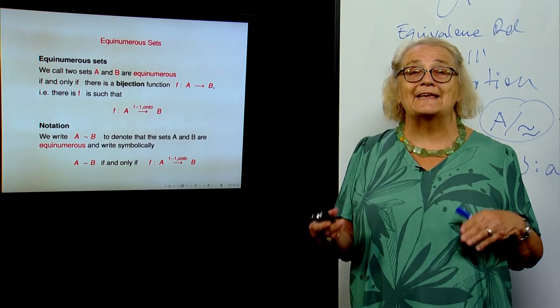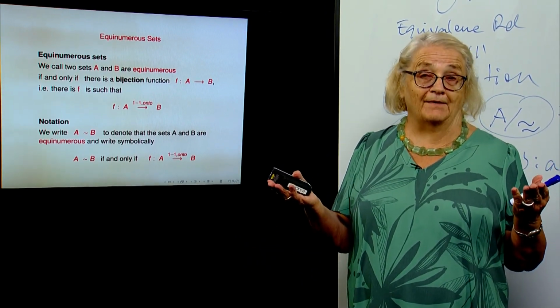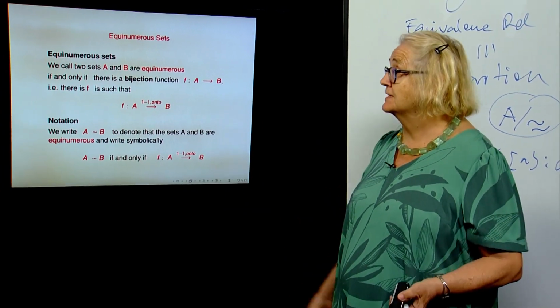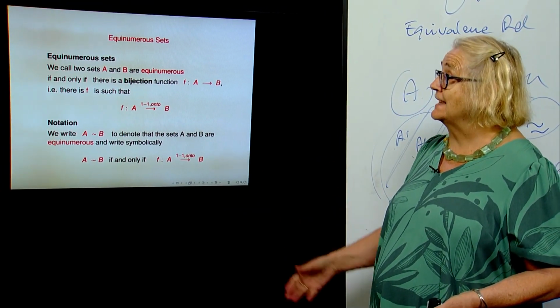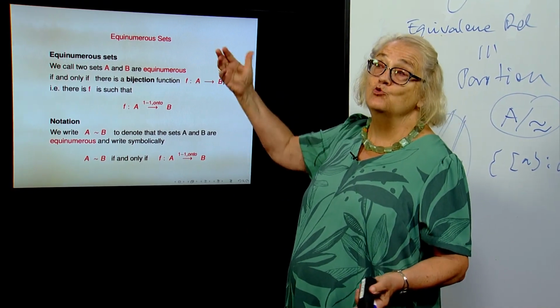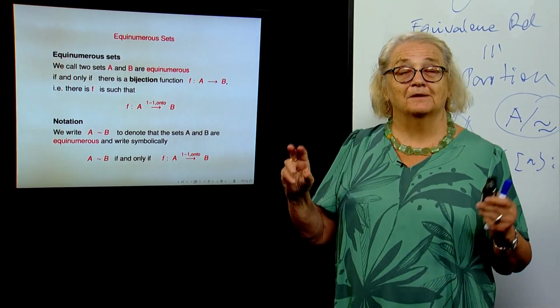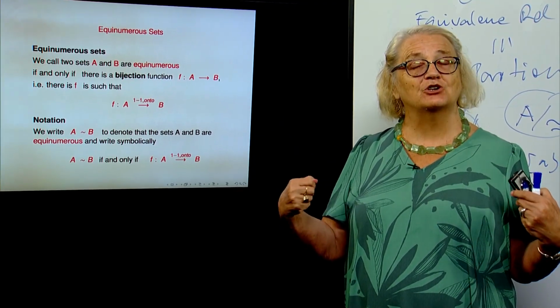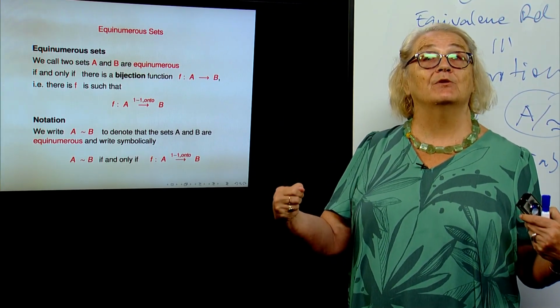So we say, it was Cantor who invented that notion. We have two sets, and we say that they are equinumerous. So equinumerous is a generalization of saying they have the same number of elements.